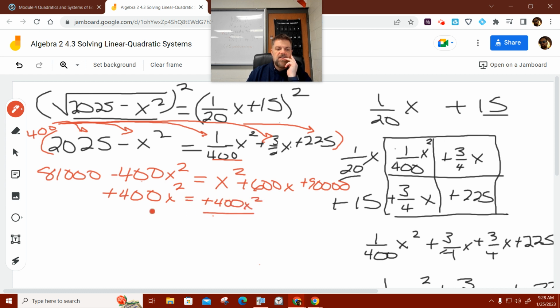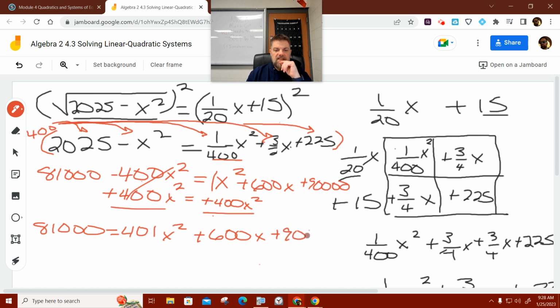Over here, this cancels. So I'm going to get 81,000 is equal to 401x squared, remember this is a 1x squared, plus 600x plus 90,000. Now, I want to set this equal to 0 because we're going to have to use the quadratic formula. So I'm going to say minus 81,000.